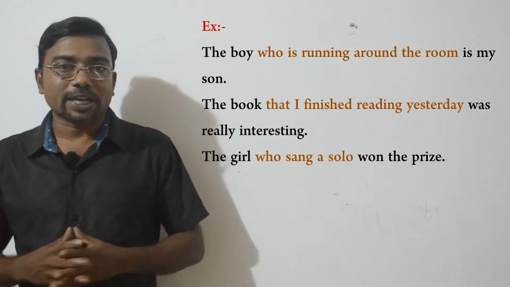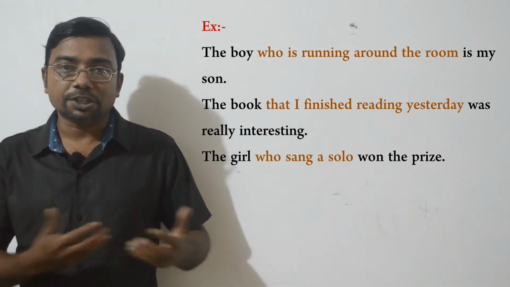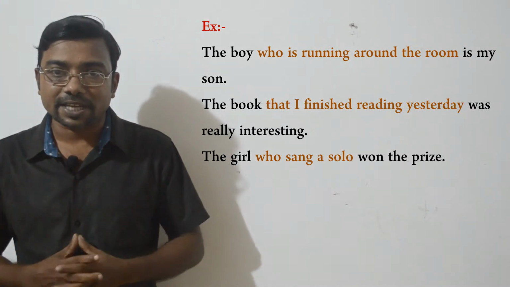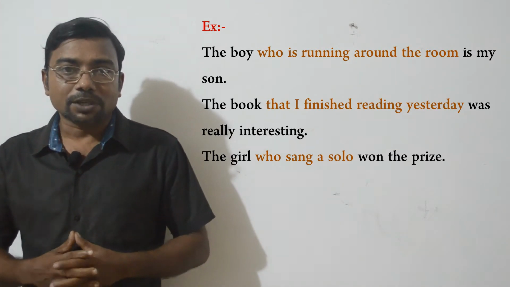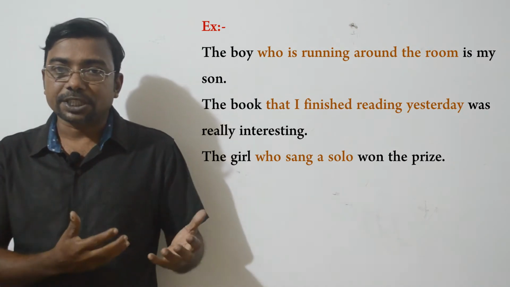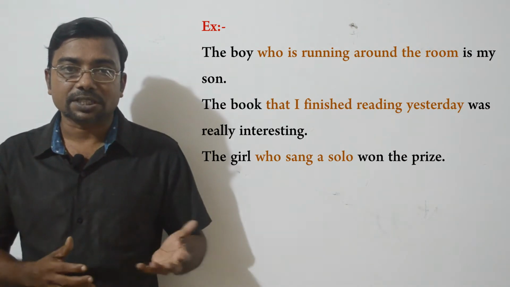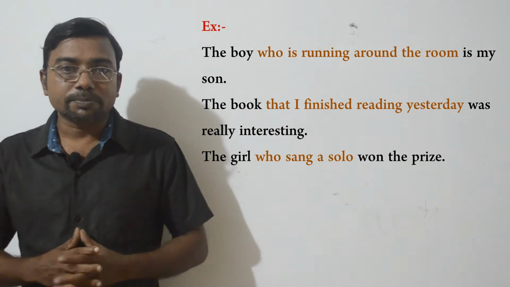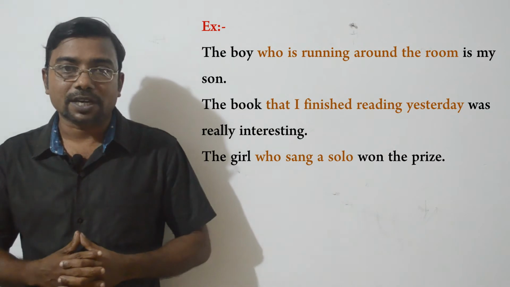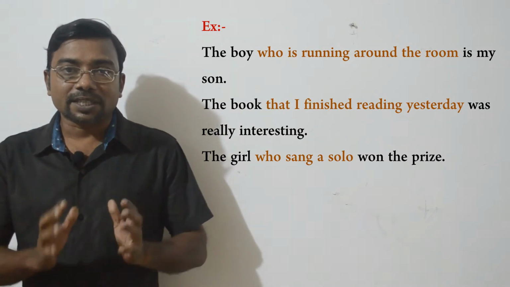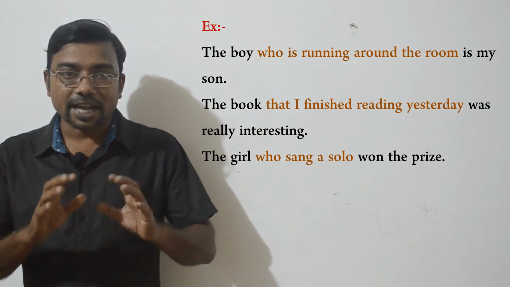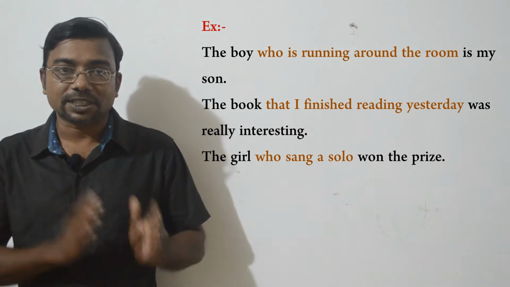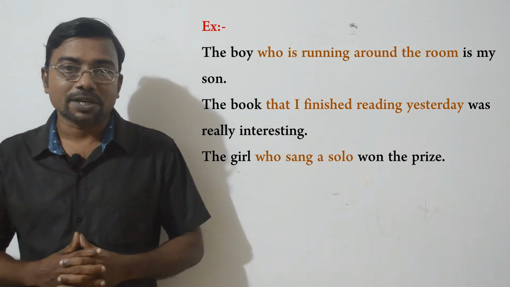Okay, let's look at the second example. The book that I finished reading yesterday was really interesting. Here, that I finished reading yesterday is the adjective clause because it is a dependent clause. It includes a subject-verb combination. The subject is I, finished is the verb, and this clause begins with the relative pronoun that. It is an adjective clause because we use it to modify the noun book. It stands directly after the noun book.